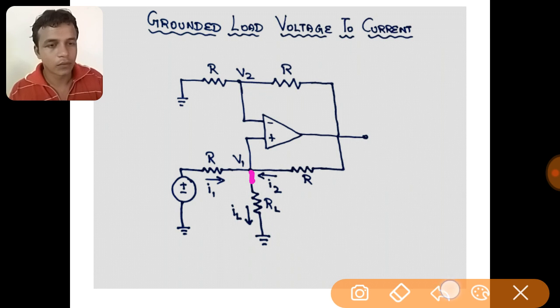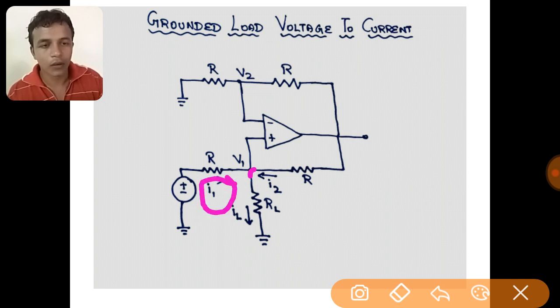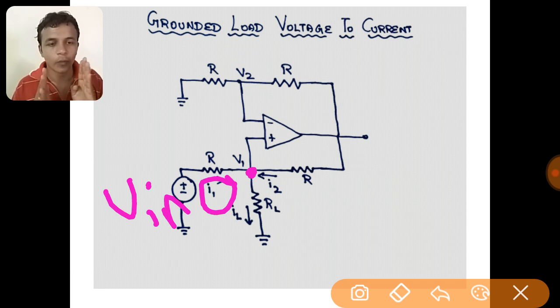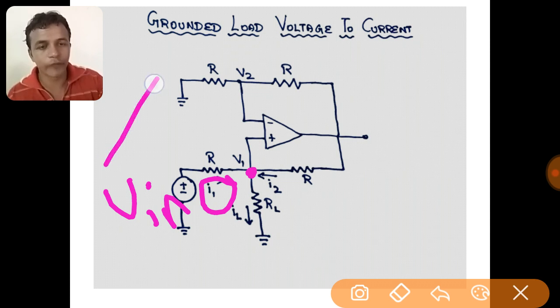So at this node we are applying Kirchhoff's current law. This is I1, and at this node the voltage is V1, and at this point the voltage is V in, and the current is flowing from V in to the node of V1. So we can write (V in minus V1) divided by R equal to I1. So I1 is equal to (V in minus V1) divided by R.